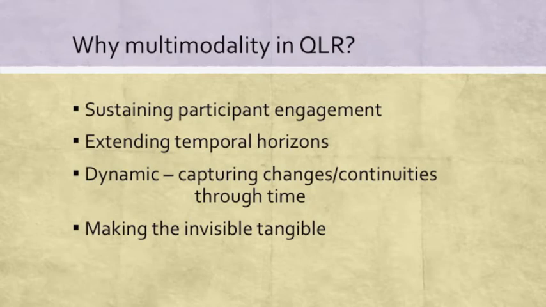And finally, making the invisible tangible. We've tried to use visual methods to help people think about issues which they might otherwise find difficult to talk about if asked in a straightforward manner in an interview. So how can we use images and the very salient and particular things that they represent to help people think about things which would otherwise be difficult to talk about if they were just being asked directly?